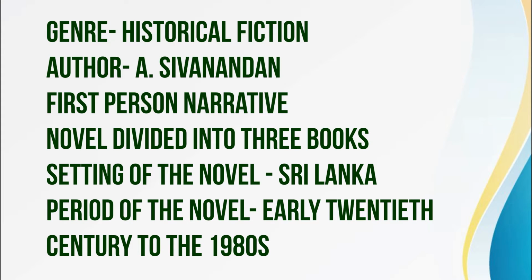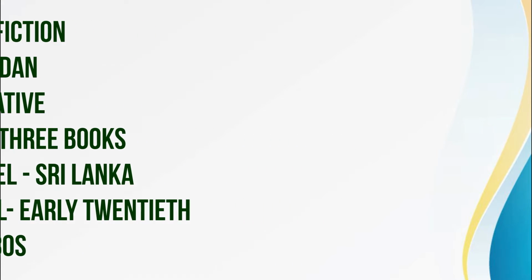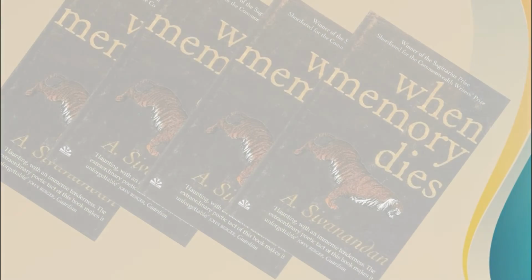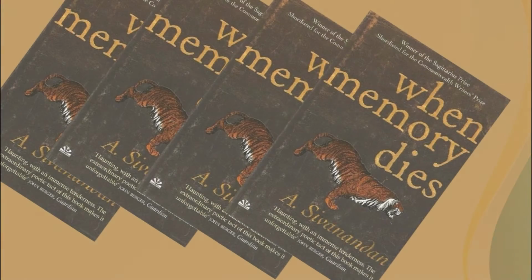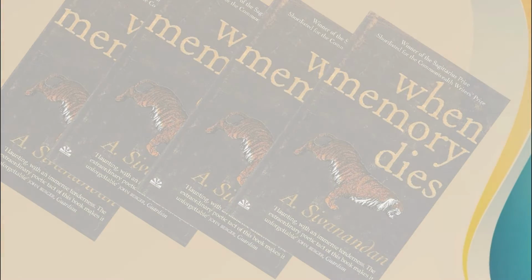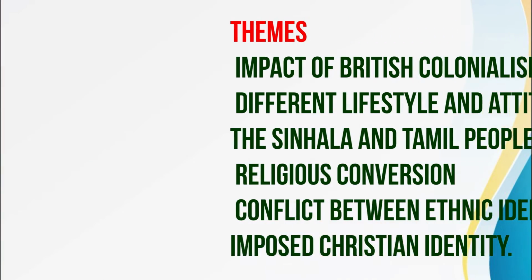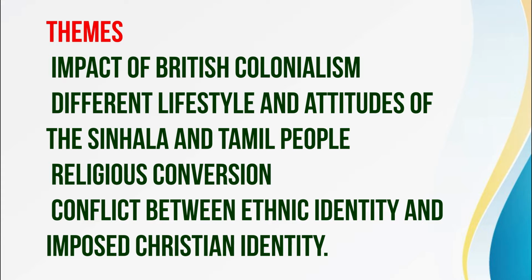The themes of the novel: it talks about the impact of British colonialism on the people in Sri Lanka. It depicts the different lifestyles and attitudes of the Sinhala people, who were mostly concentrated in the southern part of Sri Lanka, and the Tamil people, who were concentrated in the northern part. It talks about the impact of religious conversion. The Sinhalas were Buddhists and the Tamils were Hindus, and the Sinhalas, the Tamils and the Muslims are the majority population concentrated in various parts of Sri Lanka.